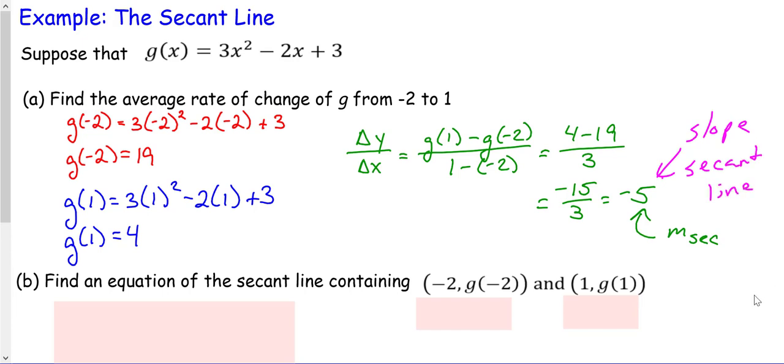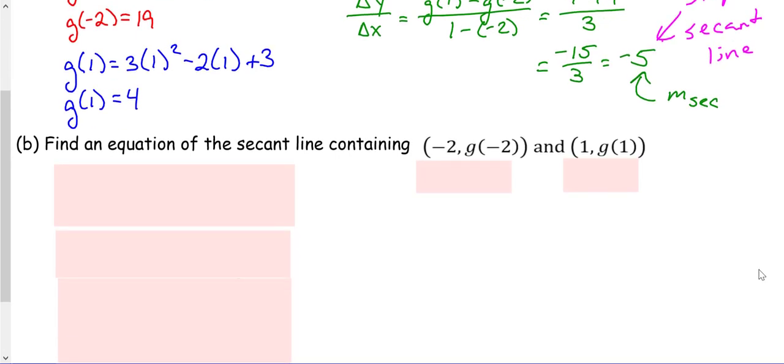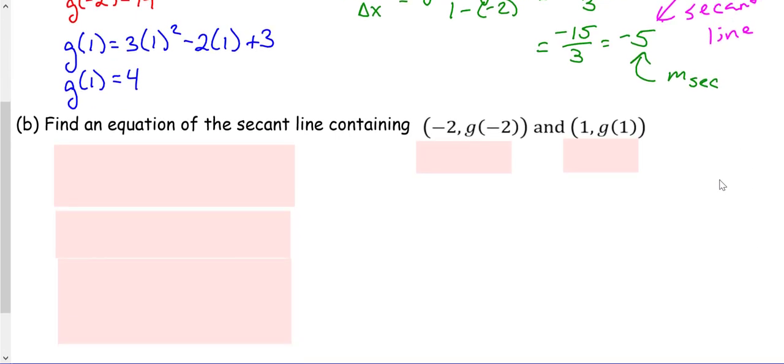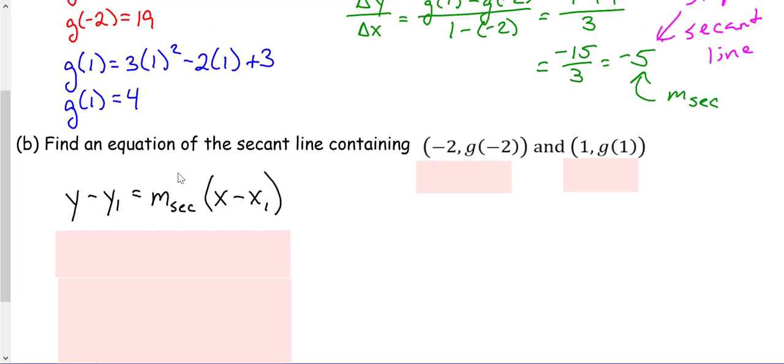So now to find our secant line, we need to take this slope and plug it into the point slope formula. What I like to do is take the information from the previous example. We know g of negative 2 is 19, so I'm going to put it in just to make it easier for me to solve. So I have an x and a y value. I did the same thing for g of 1 and found my x and my y value.